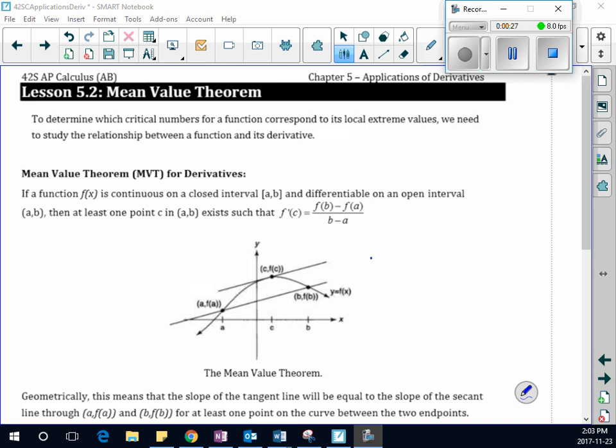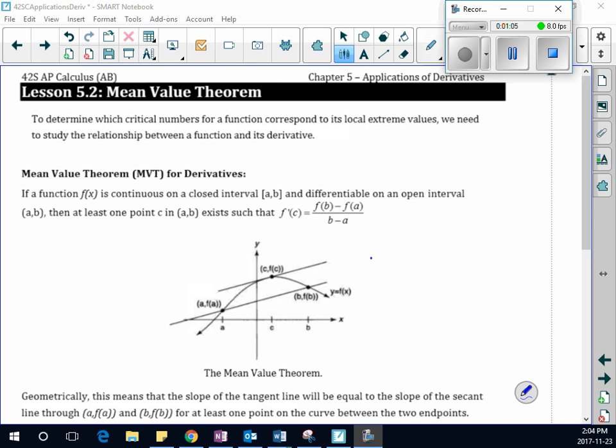So mean value theorem for derivatives is a huge theorem. We abbreviate it MVT. If a function f of x is closed, remember it has endpoints, and differentiable on an open interval (a, b), then at least one c between a and b, that's not a point, that's an actual interval from a to b, exists such that the derivative f prime of c is equal to the slope of the secant line, essentially. That's what f of b minus f of a over b minus a represents.